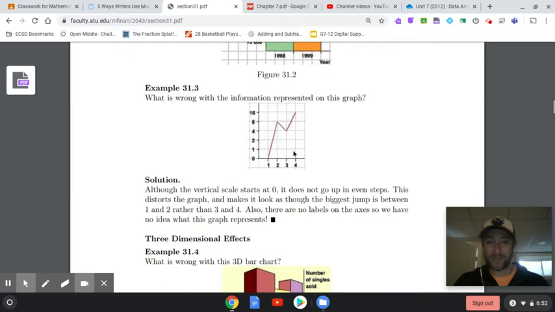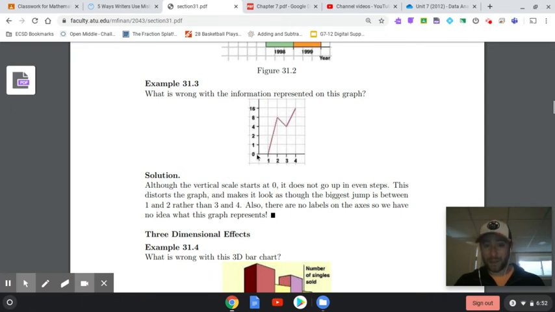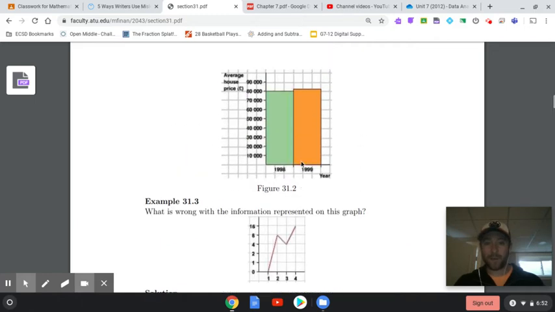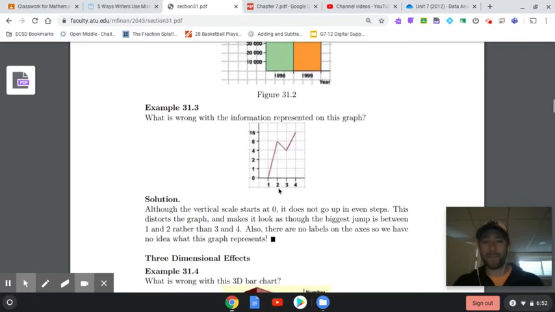The next one says, what's wrong with this information? Well, let's take a look. The vertical scale starting at zero, that's fine, but it doesn't go up in even steps. Look at the numbers. By now, you should know that on graphs, look at the horizontal scale. 0, 1, 2, 3. It's going up by 1. The ones up here are going up by 10,000, another 10,000, another 10,000, another 10,000. But this one, they're trying to mess with you.